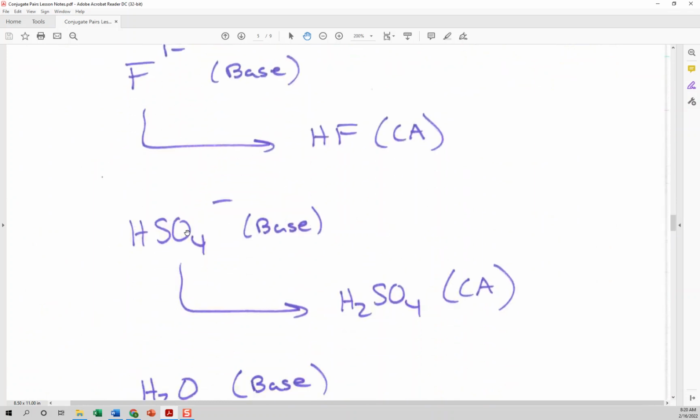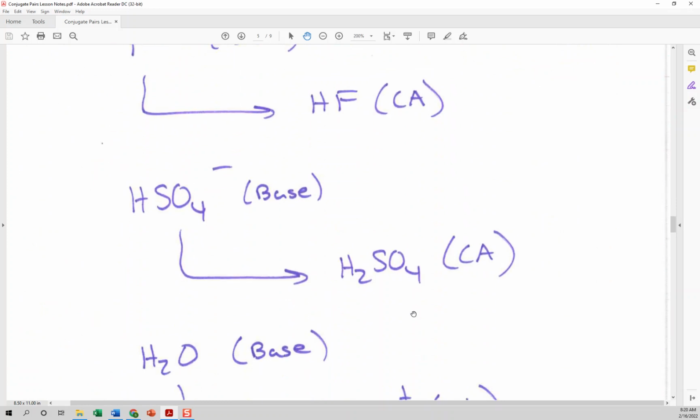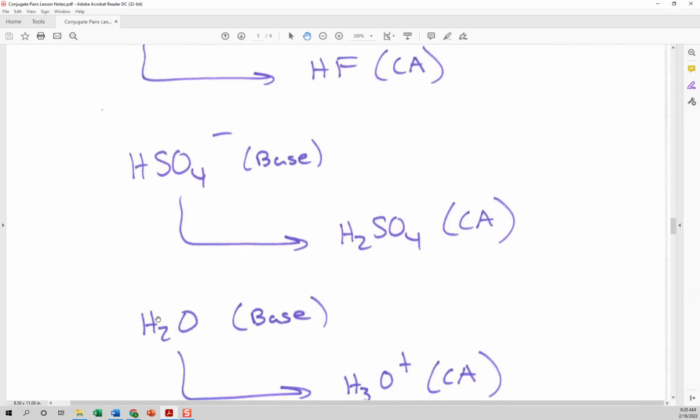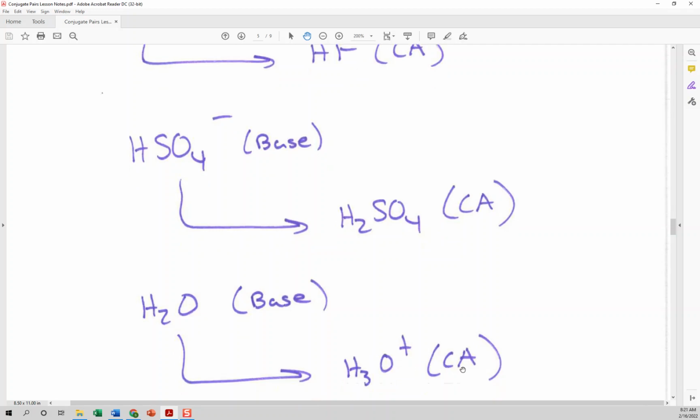So if this is a base, add an H plus to it. There's its conjugate acid, okay? Water can act like an acid or a base. Same with this, right? We could take an H plus away and you get sulfate, and that's its conjugate base pair, but as a base, this is its conjugate acid pair. So water as a base, add an H plus to it. Hydronium is conjugate acid to water's base, right?